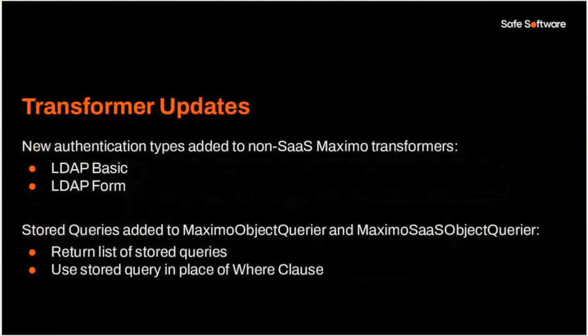So, transformer updates. We recently updated our Maximo transformers to add a couple of authentication types. Originally, we just had the Maximo authentication. Now we've added LDAP basic and LDAP form authentication. It pretty much looks the same in the transformer. You just add your name and password and pick the one you want, but it does run differently behind the scenes.